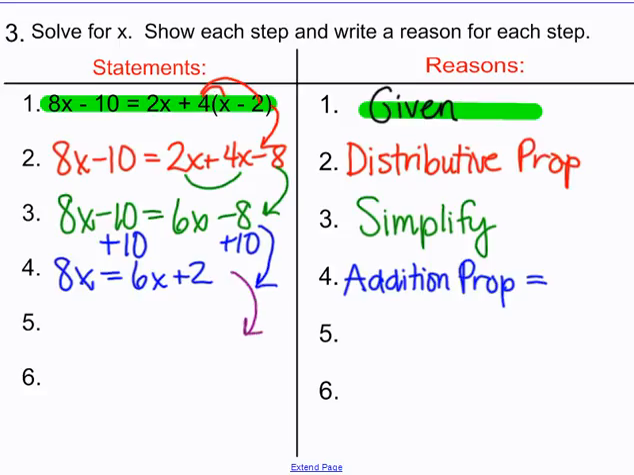Now the next step. I need to get the x on one side, so I'm going to take 6x away from this side and from this side. So I end up with 2x equals 2. And since it was subtraction, we call it the subtraction property of equality.